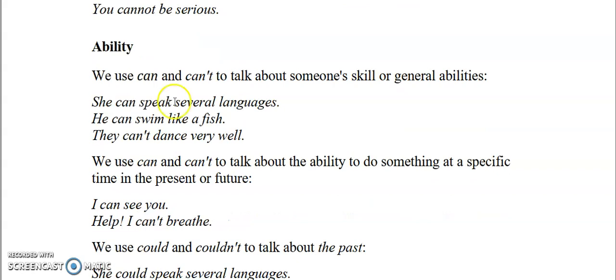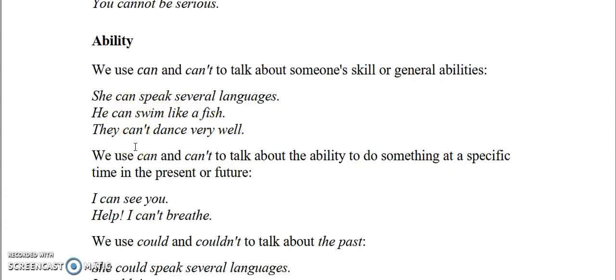Ability. We use can and can't to talk about someone's skill or general abilities. Abilities, capabilities, what somebody is capable of, can do, able to do. She can speak several languages. He can swim like a fish. They can't dance very well. And all of these examples express ability. It could be either physical or mental.